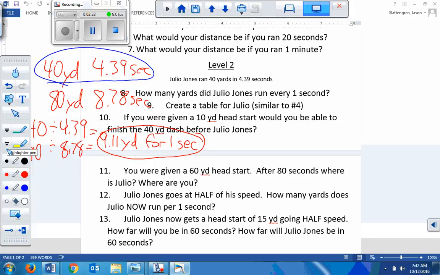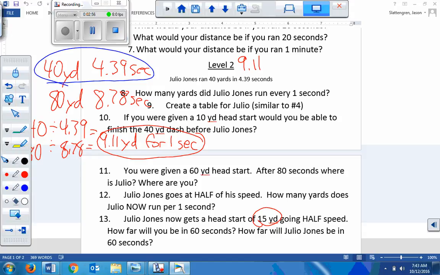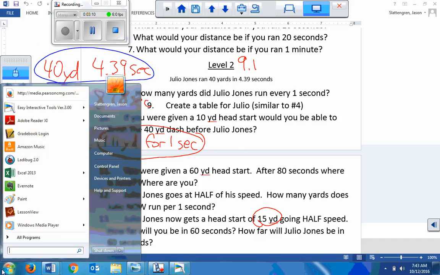But we want to do that. So now what we did to make it a little bit harder is, if he gets a head start, right? So let's say he gets a 15-yard head start, well, then we want to see what? Well, let's say it's in 60 seconds. So he's going to be going 9.11 yards per second, so 9.11. And again, I apologize, I can actually open a new window here. I don't know if that will work, so let's make up a new SMART Notebook window to see that. So I apologize for taking a little bit here.